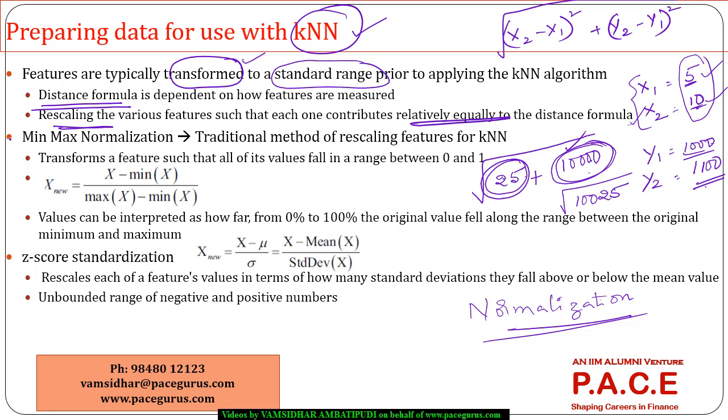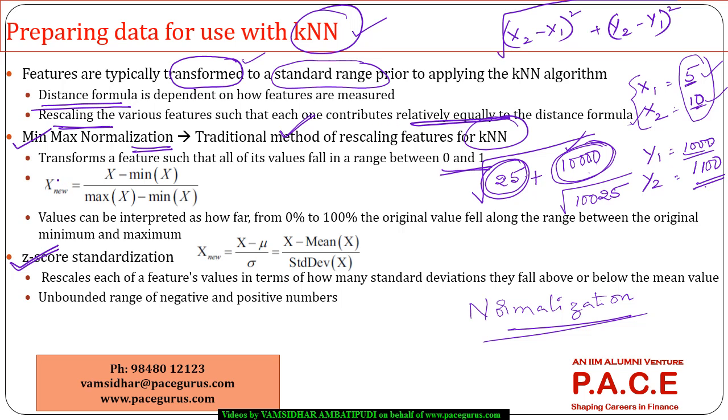And to accomplish that, different kinds of transformations we talk about. Here I am trying to bring two such kinds of transformations. One is called min-max normalization. We will try to adjust all the values. It's a traditional method of rescaling all the features for KNN. KNN generally prefers the data to be given in this kind of input. So it is transforming all the features such that they lie only between 0 and 1. Even if it is 5 and 10 or 1000 and 1100, they are adjusted in such a way that they lie between 0 and 1.